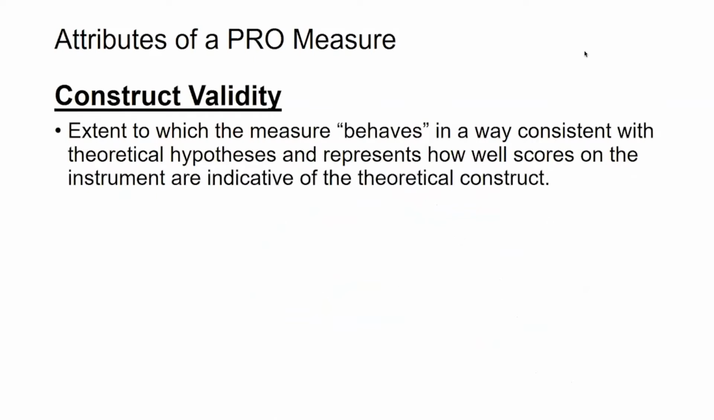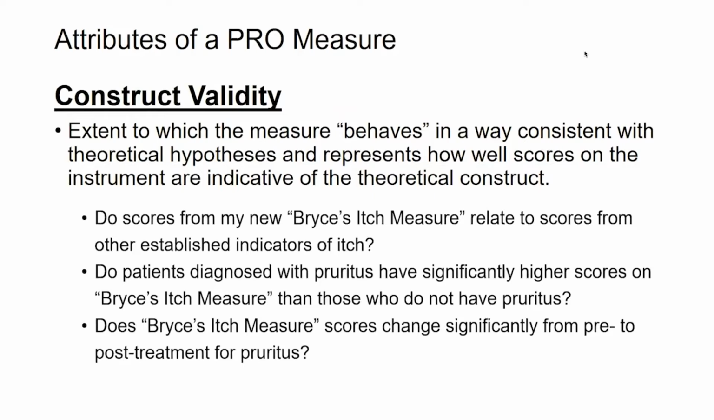The second aspect of validity is called construct validity. And this is much more of a quantitative evaluation where we collect data from PSC patients, and we are looking to see to what extent scores on the PRO measure behave in a way that's consistent with our theory or hypotheses. So for example, again, going back to the example of Bryce's new itch measure, we may ask questions of collected data like, do scores on Bryce's new itch measure relate to scores from other established measures of itch? Or we might test to see if we had a sample of patients with pruritus, do they have higher itch scores on Bryce's new PRO measure than another sample of patients who do not have pruritus at the time?